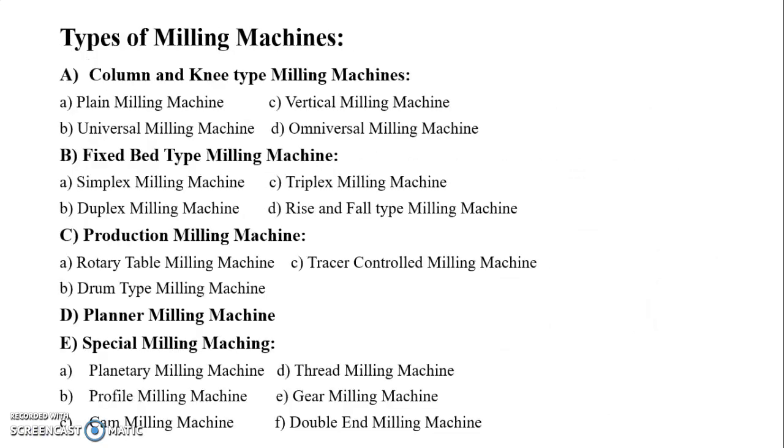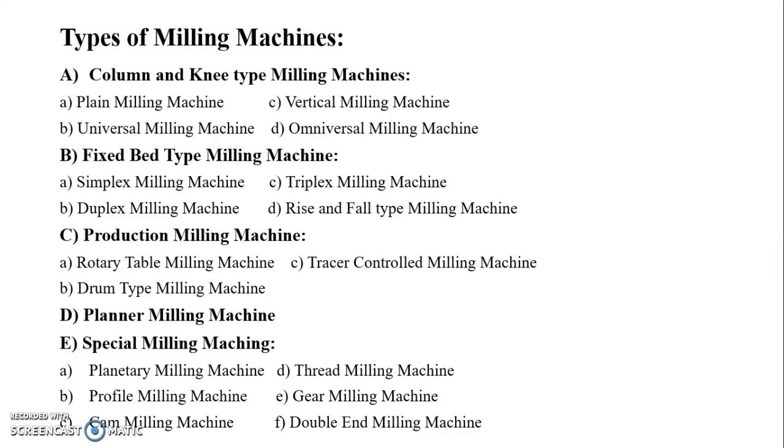Next, there are different types of milling machines. The first is the column and knee type milling machine. Under the category of column and knee type, there are four types: plain milling machine, vertical milling machine, universal milling machine and omniversal milling machine. Second, fixed bed type milling machine. Under this category there are four types: simplex milling machine, duplex, triplex milling machine, and rise and fall type milling machine. Then the third type is the production milling machine.